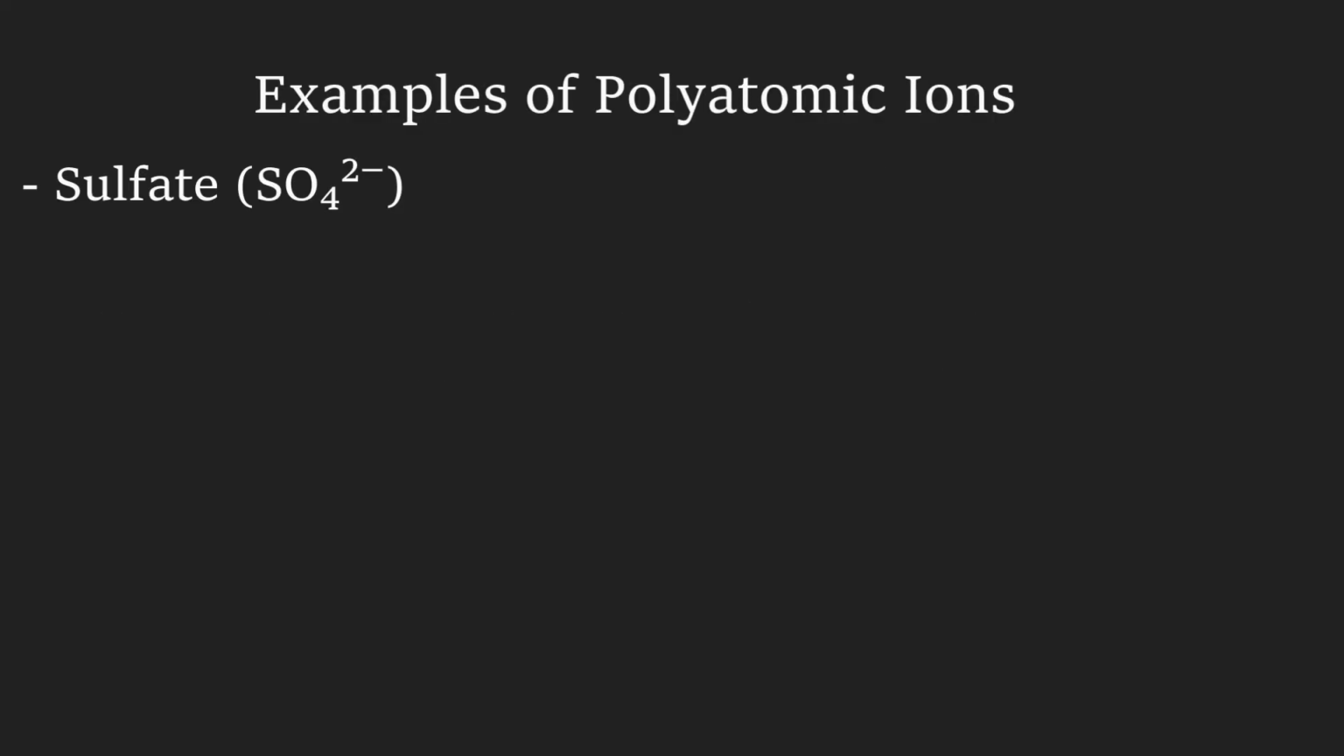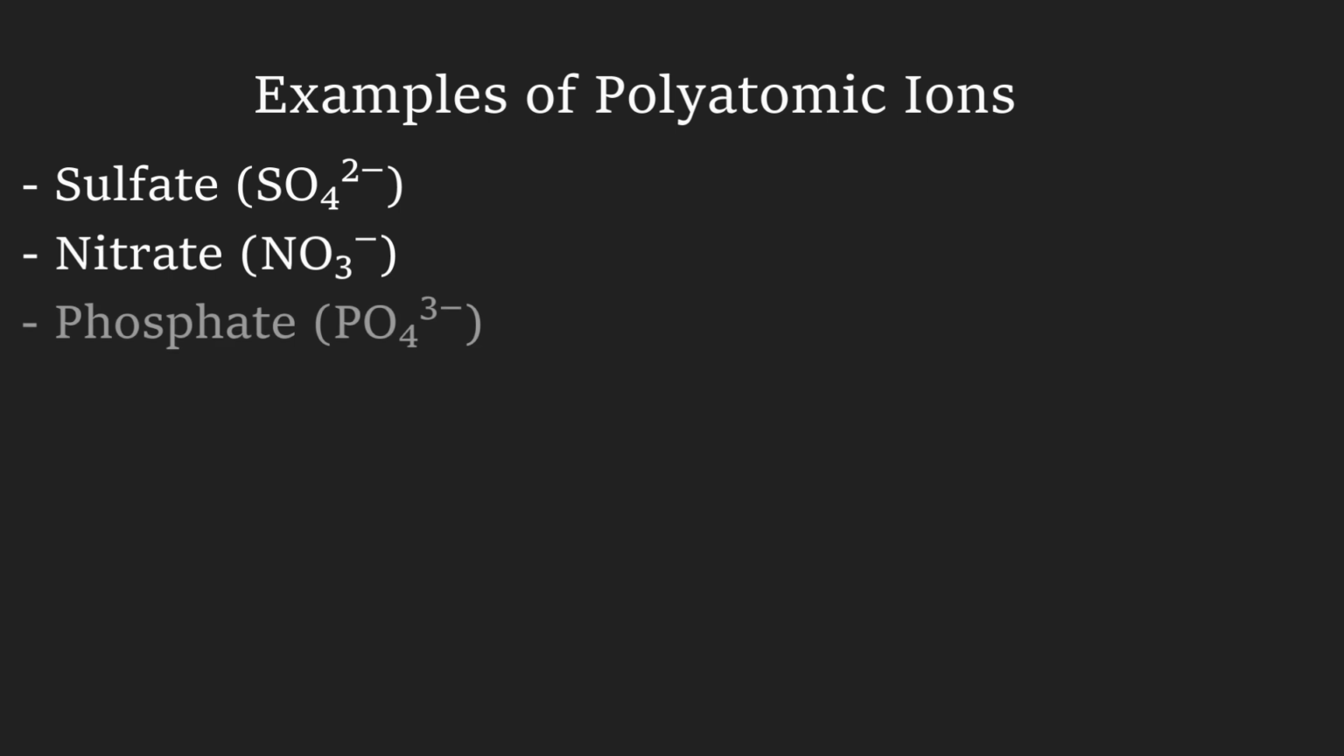First, sulfate is a widely encountered ion in various chemical reactions, particularly in the formation of salts. Nitrate is commonly found in fertilizers and explosives and essential for plant growth. Phosphate is vital for biological processes and is a key component of DNA. And finally, the only positively charged polyatomic ion in this list, ammonium, is often found in fertilizers.